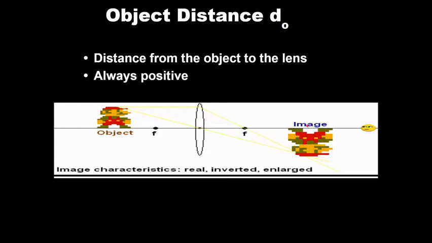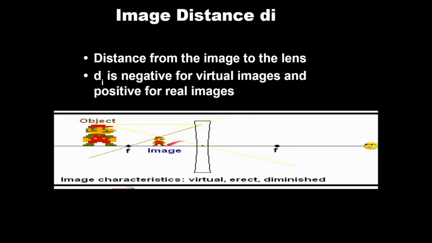When the image forms on the opposite side of the lens as the object, the image distance is positive. When the image forms on the same side of the lens as the object, the image distance is negative. And you will need to use these sign conventions once we start calculating with the lens equation.